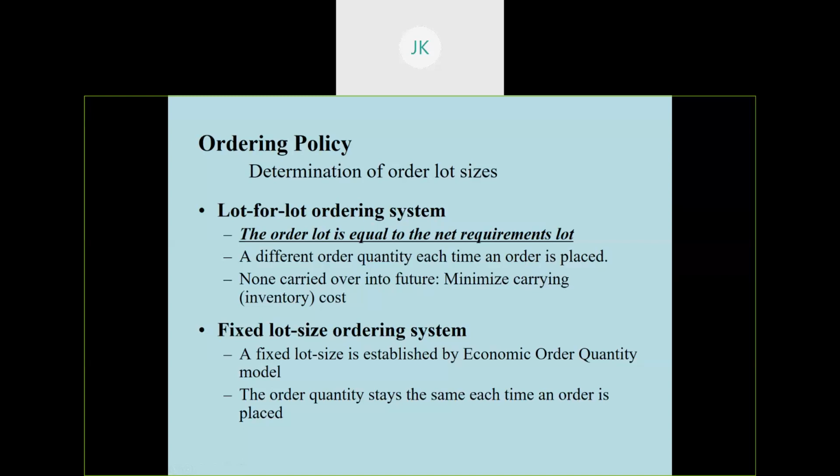Fixed lot size ordering system. I think you are familiar with the EOQ, economic order quantity model, the Q model, the fixed order quantity model, when we talk about inventory management. So calculate the EOQ, the optimal order size, then order the same order size again and again. That is a fixed lot size ordering system.